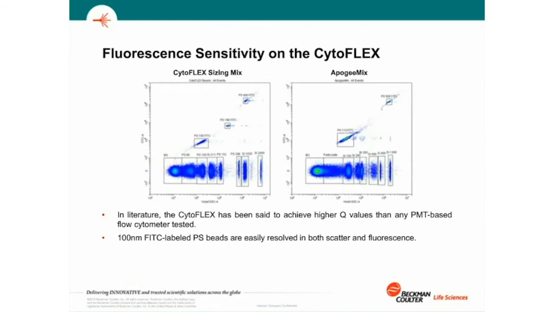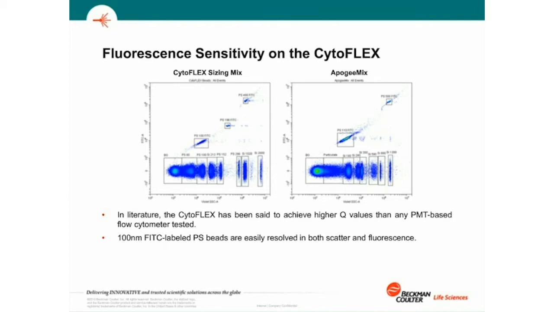Fluorescence sensitivity on the CytoFLEX is also quite extraordinary. In literature, the CytoFLEX has been said to have higher Q values than any PMT-based flow cytometer that has been tested. Internal and external testing have demonstrated MESF values as low as 1750 molecules, and the perfect linearity in this range suggests that it should go even further.